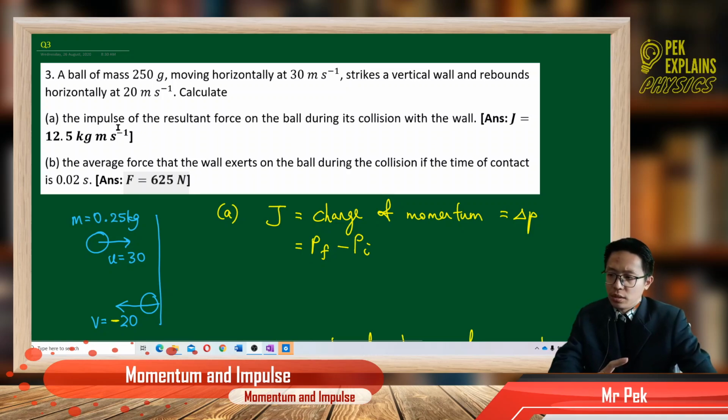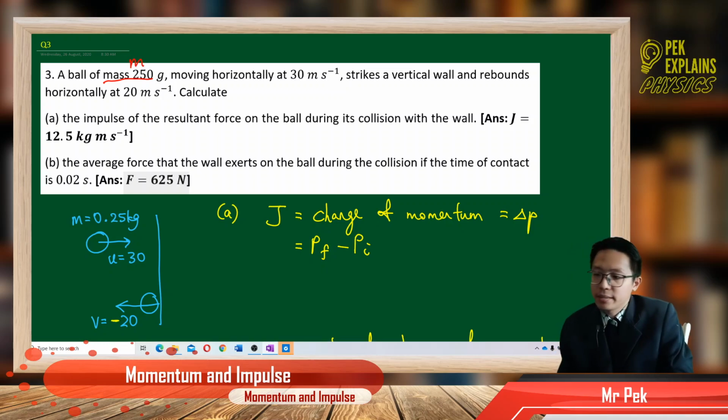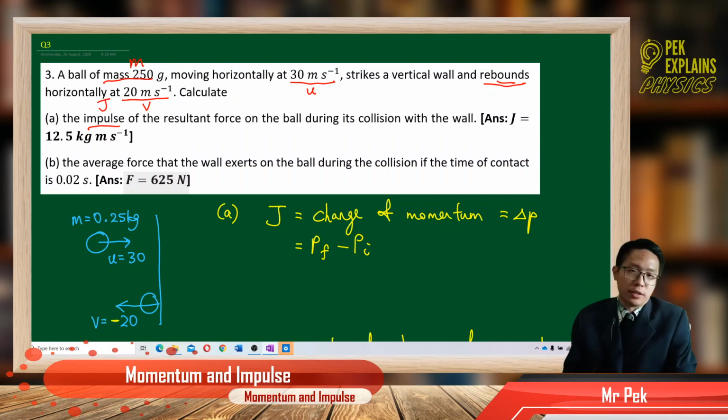So let us first identify what information is given. It has a mass. So this is the mass, and it is moving at 30 meters per second. So this is the initial velocity. It strikes a wall and rebounds. I mean, it changed direction, at 20 meters per second. So this is the final velocity. So find the impulse, with the symbol J, of the resultant force during the collision.